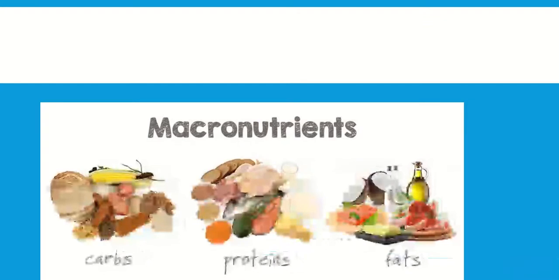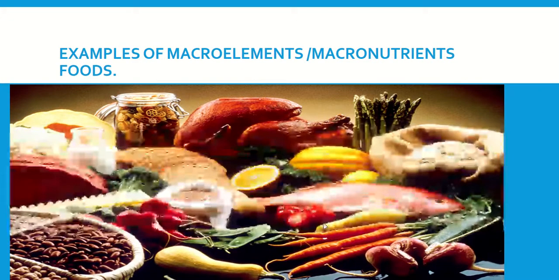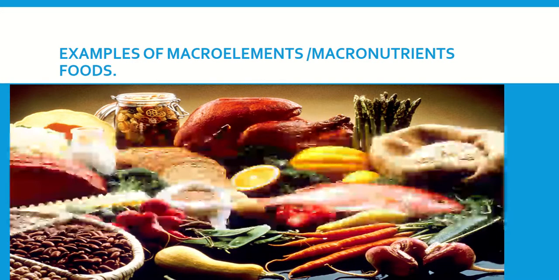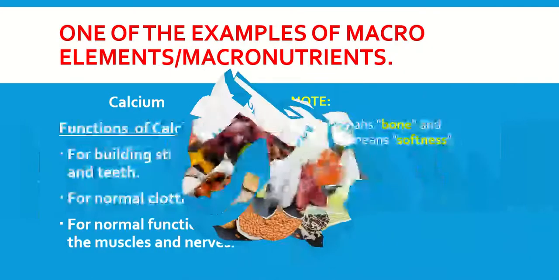These are foods where macronutrients can be gotten from. You can see on the screen carbs, which means carbohydrates, proteins, and fats. These are examples of macro elements or macronutrient foods, as you can see them on the screen.